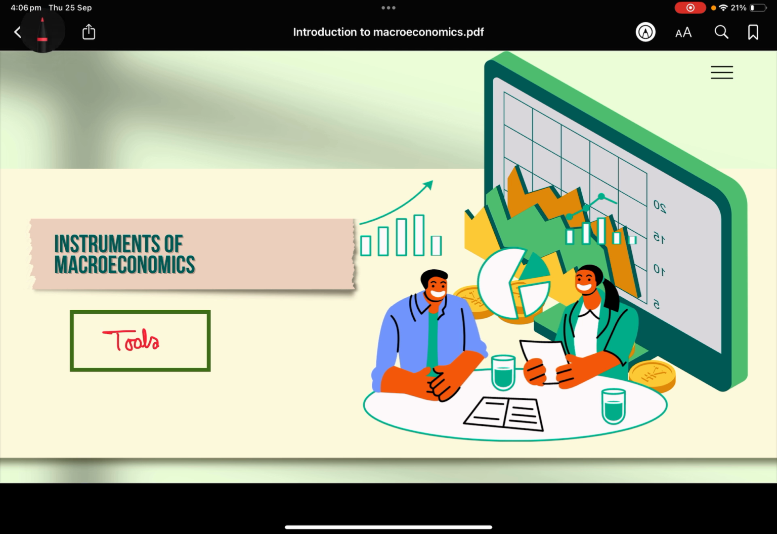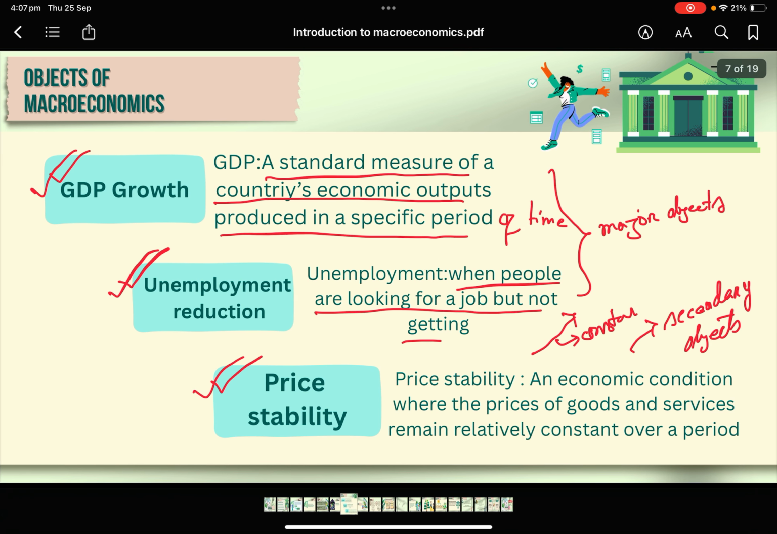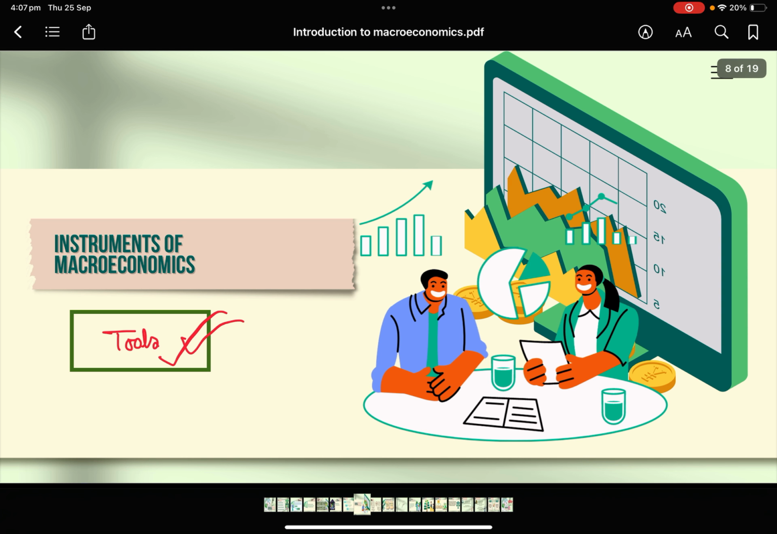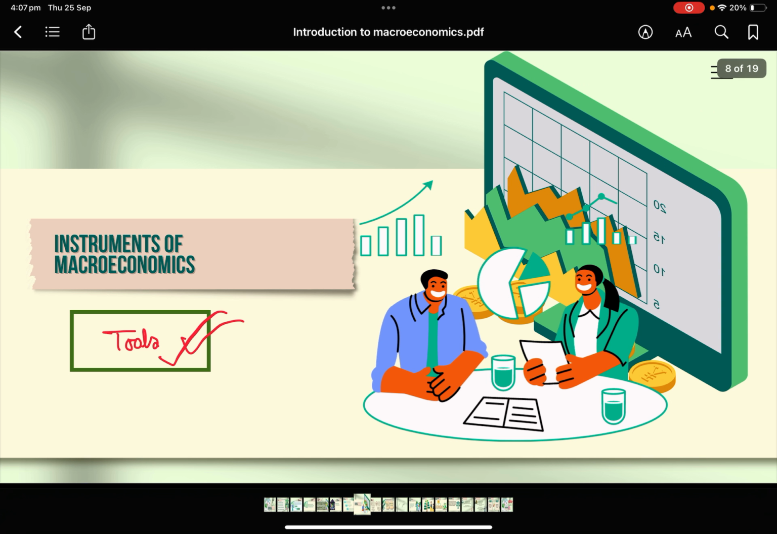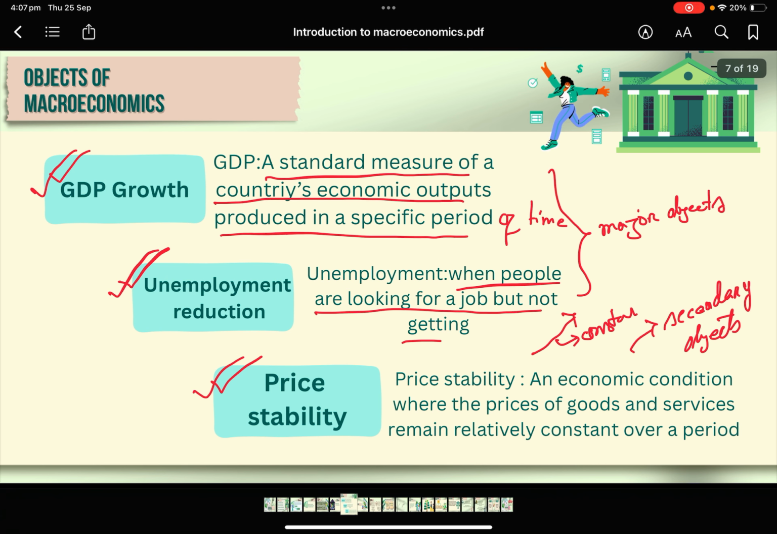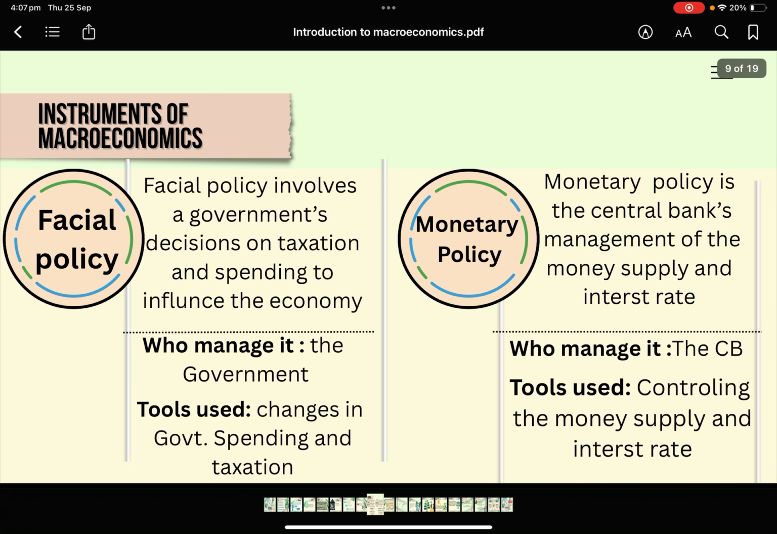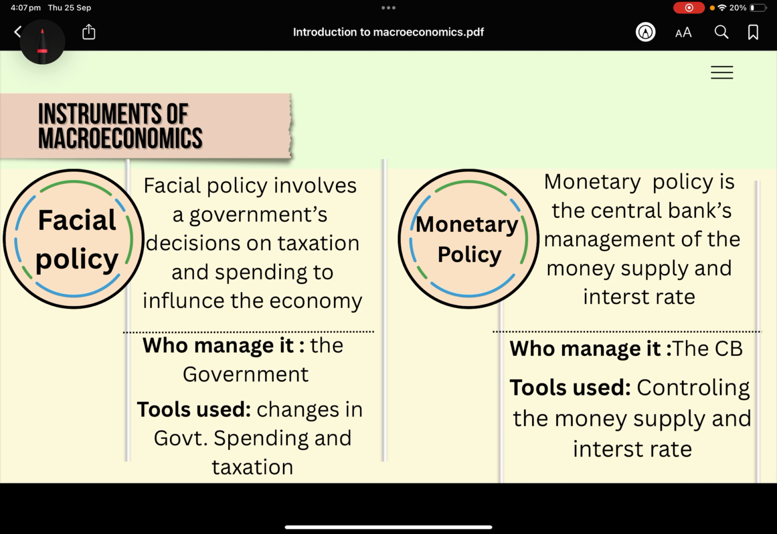The next slide is about the instruments of macroeconomics. So what actually are the instruments of macroeconomics? This is basically the tool that we use to achieve the objects of macroeconomics. There should be some tool, right, that we use to get at things. Here the tool is instruments. We use instruments of macroeconomics to achieve the objects of macroeconomics. Okay, fine. So what can those tools be?